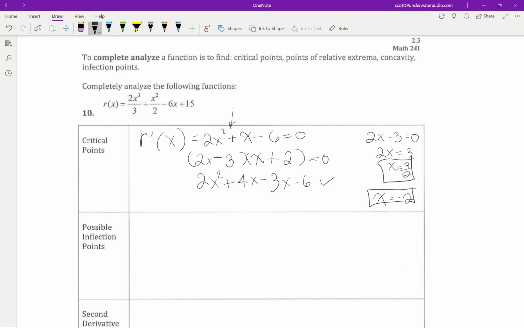Now I will find my possible inflection points, which is where I take the second derivative. So second derivative, using this equation that's up here. So I bring down the 2, that gives me 4x. And then derivative of x is just 1. Derivative of a constant is 0. This is a straight line that's defined everywhere, so there's no places where the second derivative is undefined. So I'll just set it equal to 0 and solve. If I subtract 1, I get 4x equals negative 1, or x equals negative 1/4.